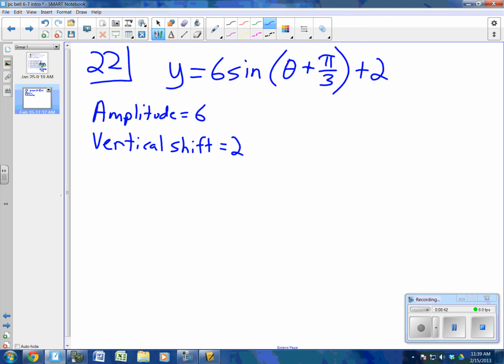Period is a little bit different. We're going to have to use the formula, period P equals 2 pi over K. We happen to know K. What is it? It's 1, because there's no number in front of theta. So the period is equal to 2 pi over 1, which is just 2 pi, right?